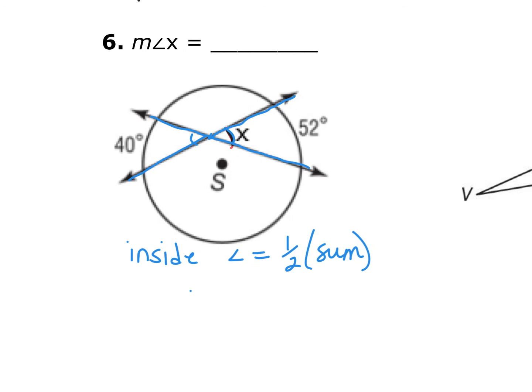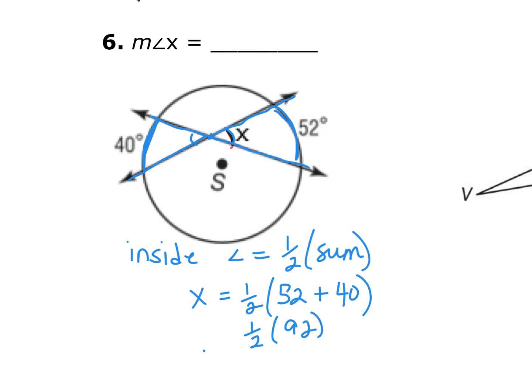All right, so X is equal to half of 52 plus 40. So 52 plus 40 is 92. And so X is 46. So the measure of angle X is 46 degrees.